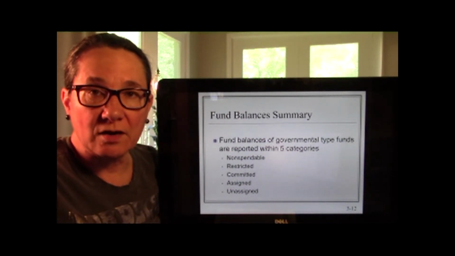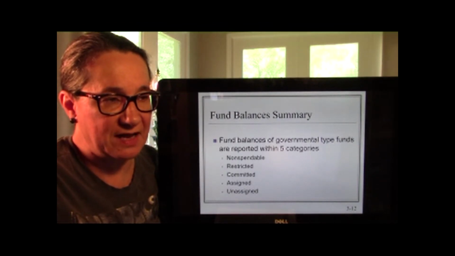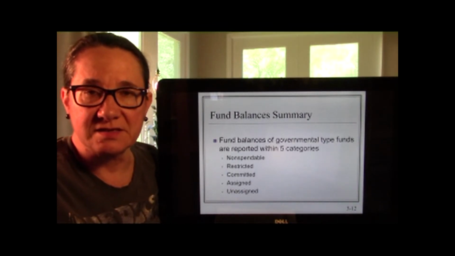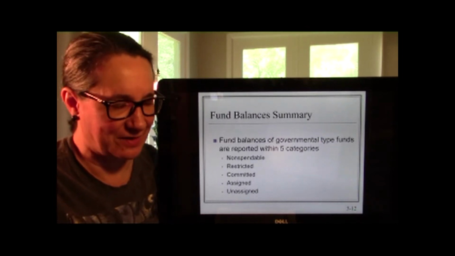All right, we are going to discuss the differences between these 5 categories of fund balances. So how about that? Some more accounting categories. Who would have ever thought that would happen?